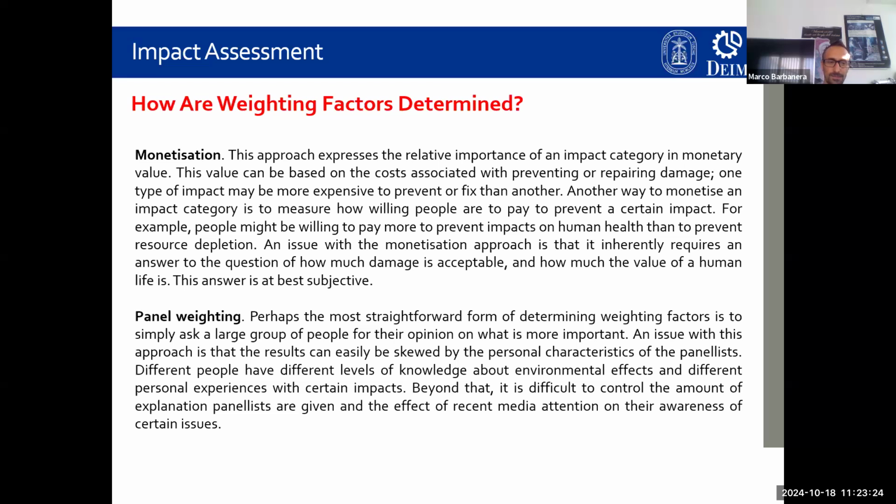So this is the most used approach, but if we consider this approach, we can understand easily that if we want to apply the weighting step to our LCA study, necessarily we will increase the uncertainties associated to our final results. Okay, this is the main drawback.